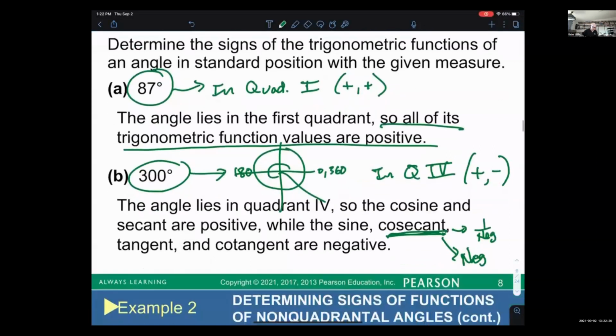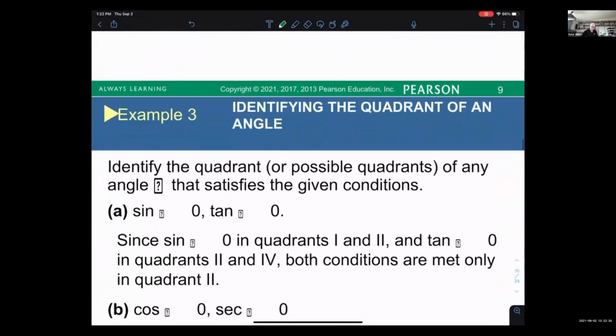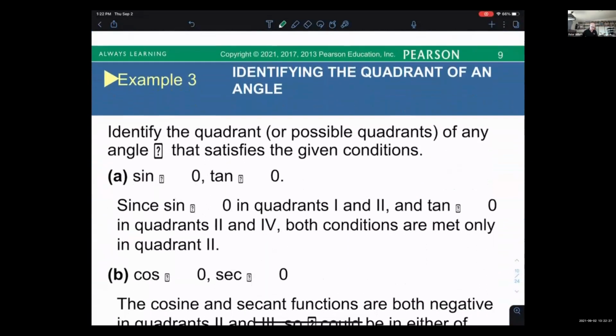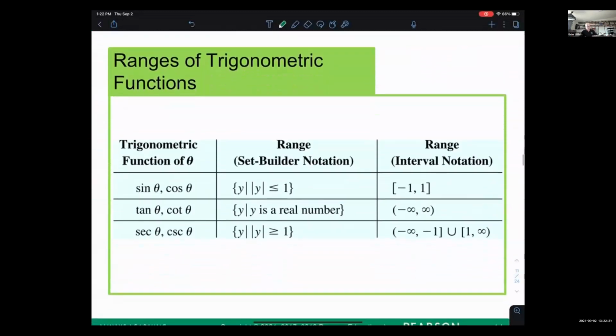All right, let's get on to identities, because that'll take a little bit of work. So they do some other angle here. Identify the quadrant of an angle. They practice that. And so they also discuss the ranges of these values. So this is a little trickier if you've lost track of your idea of what the domain and the range is for a function.